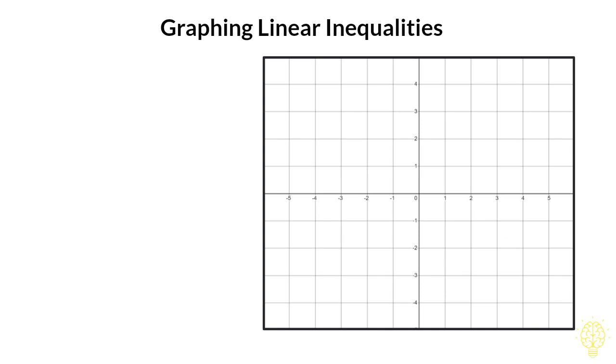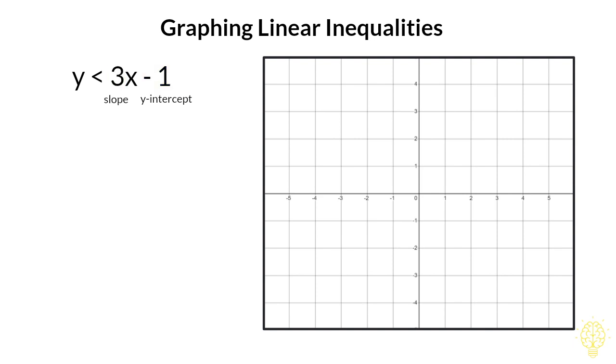Hi there! We're going to learn how to graph linear inequalities. Let's use the example y is less than 3x minus 1. In this inequality, the minus 1, or the negative 1, since that's really the same thing, is the y-intercept, and the 3 is the slope.